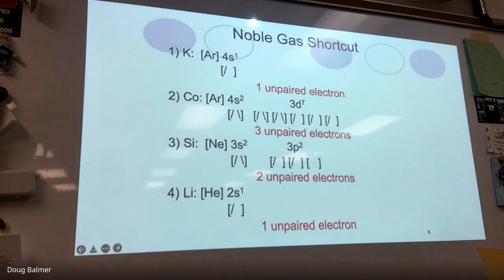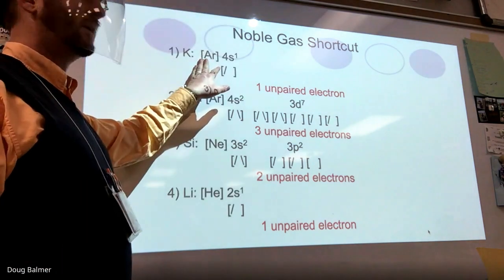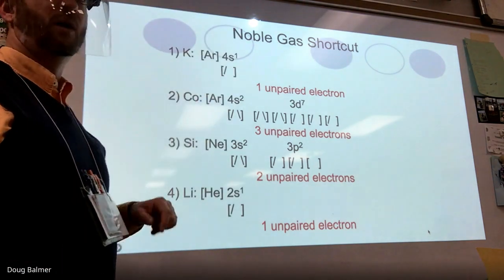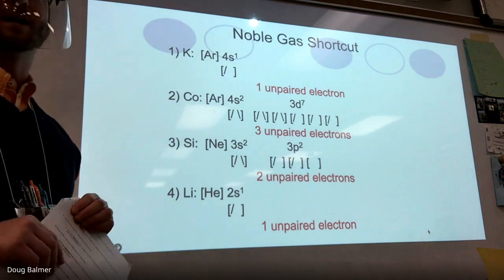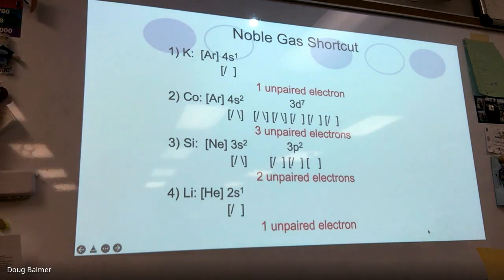All right, so let's take a look at 1A. So the shortcut would be argon, which has 18 electrons. Add on the 4s1, that's where the potassium would have its 19 electrons. And who can tell me why 4s only gets one box? 4s, why is it just one box? Why not two boxes? Why not 7 boxes?